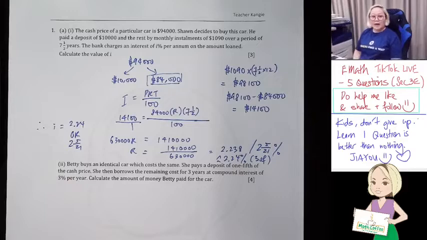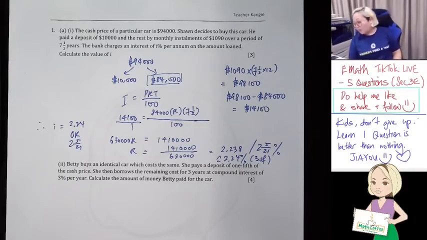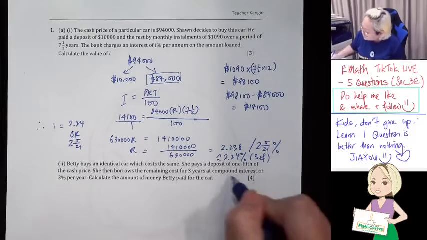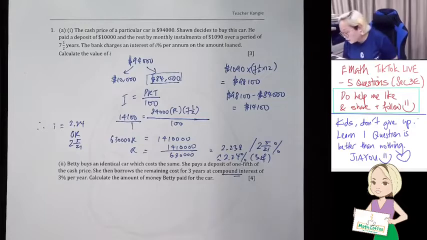Patty buys an identical car which costs the same. She pays a deposit of 1/5 of the cash price. She then borrowed the remaining cost for 3 years at compound interest of 3% per year. Calculate the amount of money Betty paid for the car.